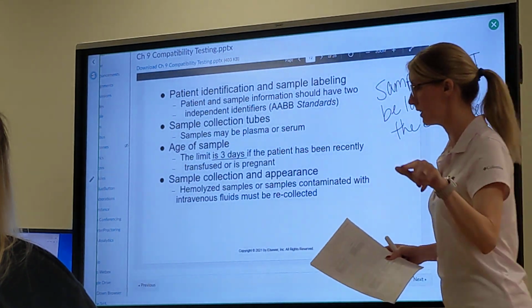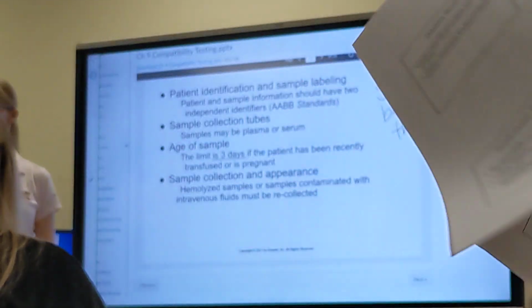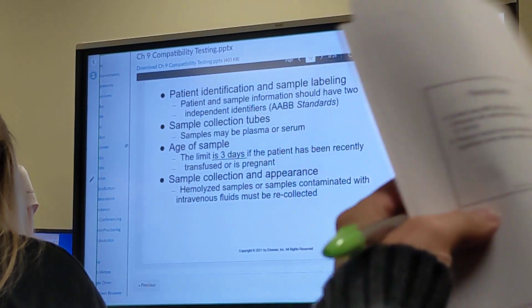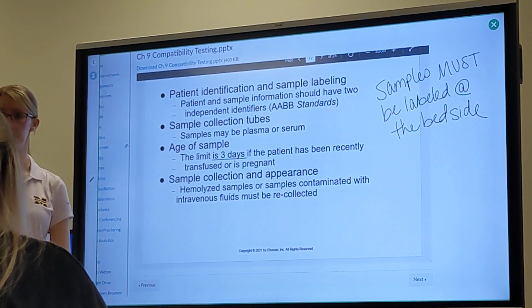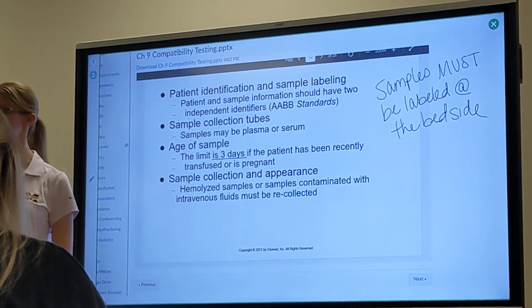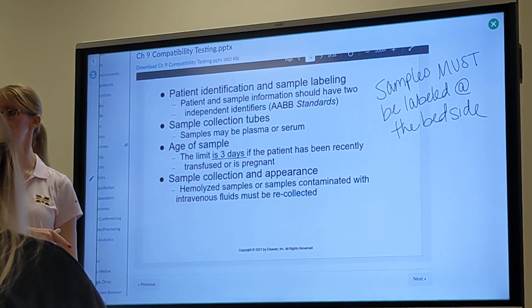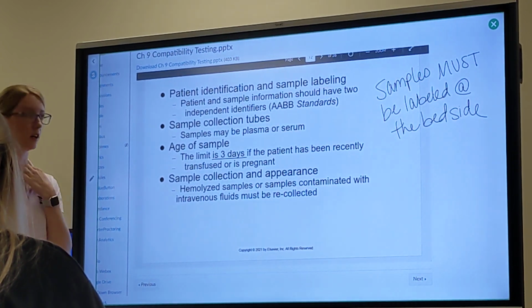AABB makes you have 2 determinations of a patient's blood type before you can transfuse. So they come into the ER, they don't have any history at your facility, they draw a pink top, you run it, they're A positive. You can't transfuse off of that sample. You have to get somebody to go draw another tube from a different time.